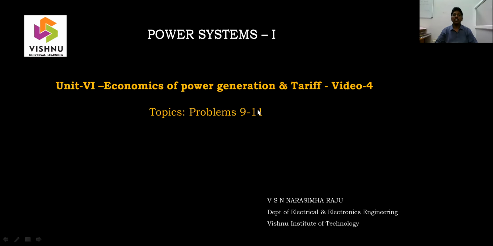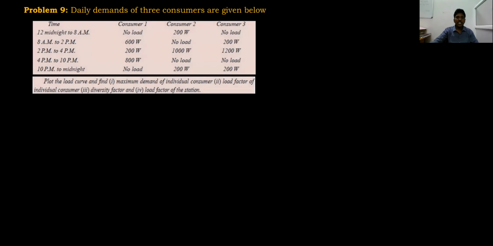In this class, we are going to discuss three problems related to economics of power generation. First one is: daily demands of three consumers are given below. Consumer one, consumer two, consumer three. For consumer one, during a day, different loads are connected between 12 midnight to 8 a.m.